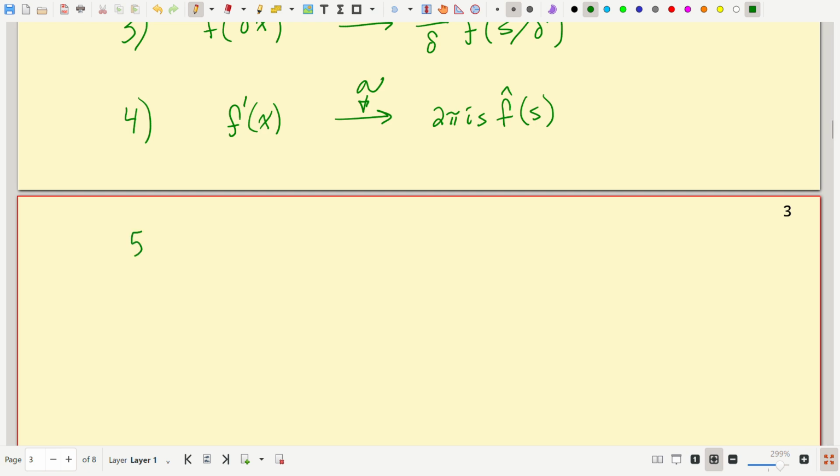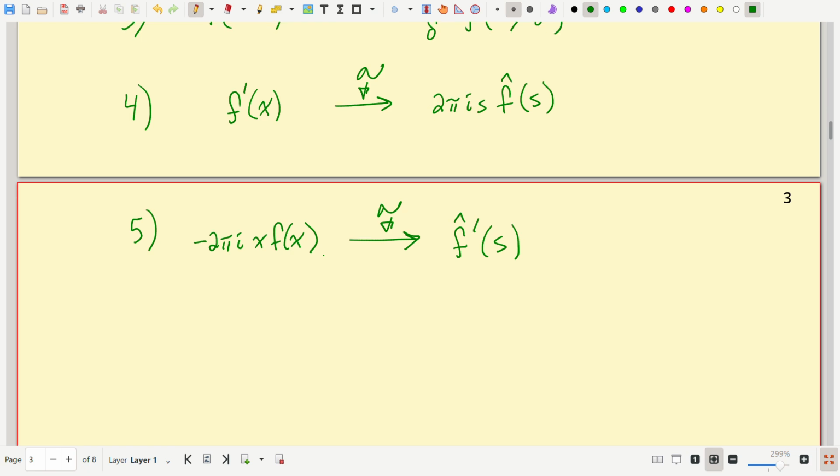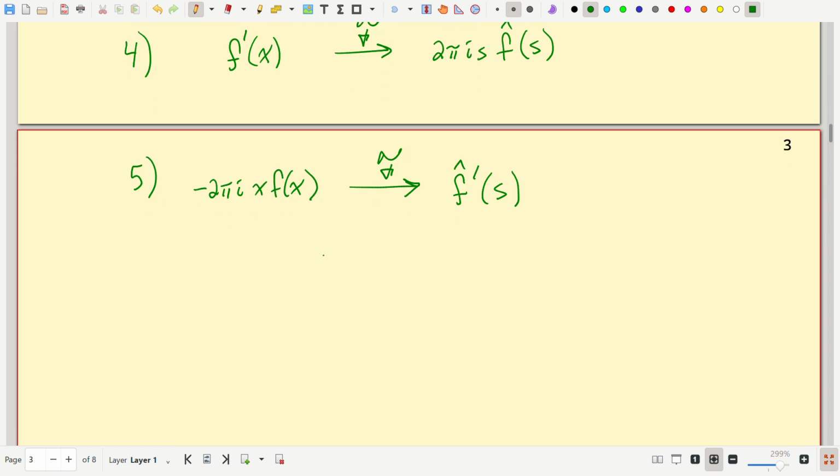And let's see, one more. The mirror one for this, I'm going to have on this side the derivative of the Fourier transform. And then on this side, it turns out you get the mirror dual formula, minus 2 pi i x times f of x. Okay, so basically if you use those facts, these imply that bigger fact.